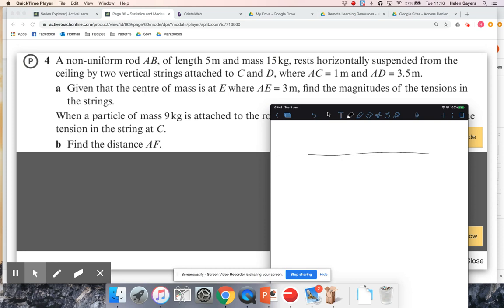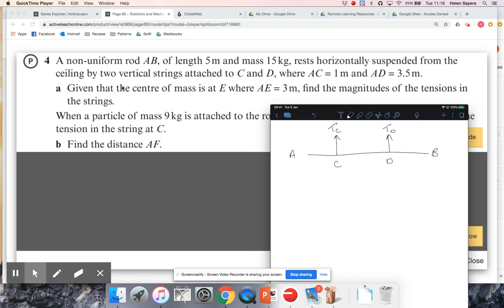Okay, so I've got the rod AB, and it's suspended from 1 string at C, which is 1 meter away from A. So there's C. And then it's also suspended at D, which is 3.5 meters away from A. Not drawn to scale. The only difference is, rather than there being reaction forces at those 2 points, there's tension in those strings. They're the forces that are holding it up.